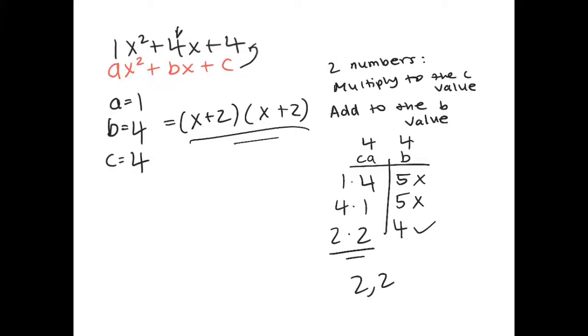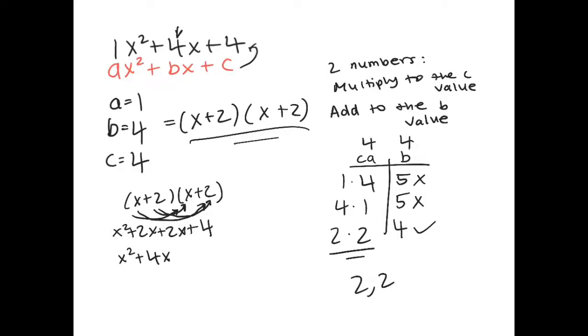Now we'll go ahead and check that. So x plus 2 times x plus 2. We'll expand this, so x times x is x squared. x times 2 is plus 2x. 2 times x is plus 2x. 2 times 2 is 4. So x squared, 2x plus 2x is 4x, so plus 4x, and plus 4. That's our original equation, so we know that our solution is correct.